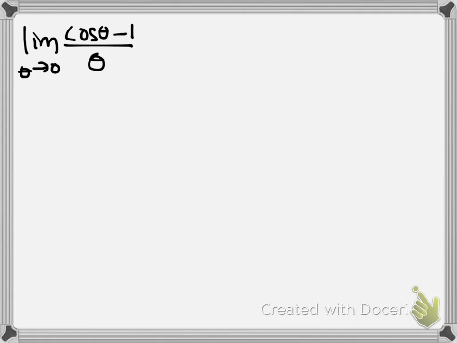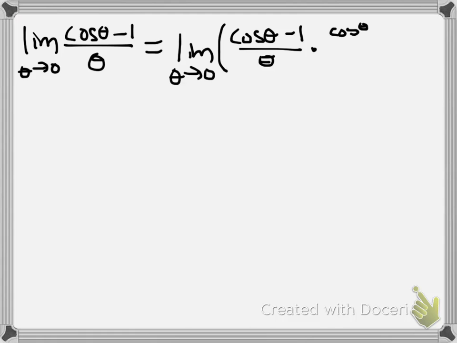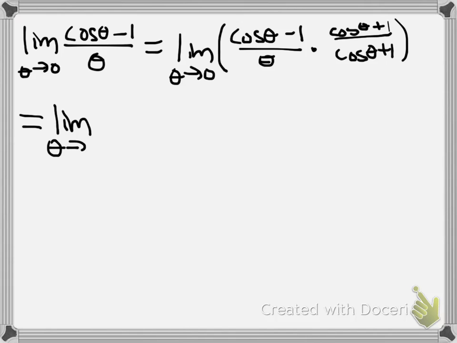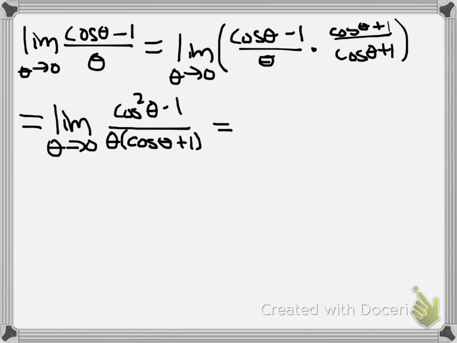Now, we've seen this rationalizing trick. It really is more of a difference of squares trick or strategy. So if we think about cosine, we can multiply the numerator and denominator here by cosine theta plus 1, because then when we do that, we wind up with a numerator of cosine squared theta minus 1 using the difference of squares, and the denominator, we'll just keep as theta times cosine theta plus 1.